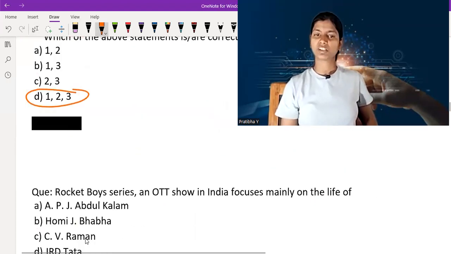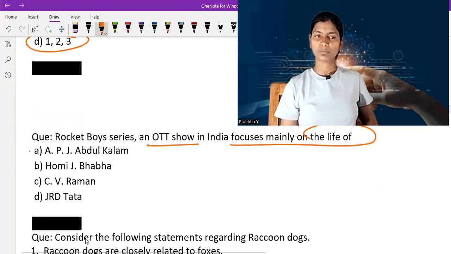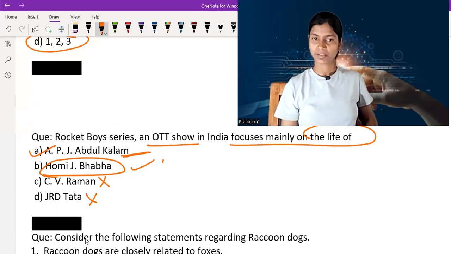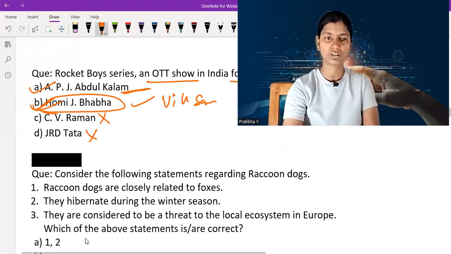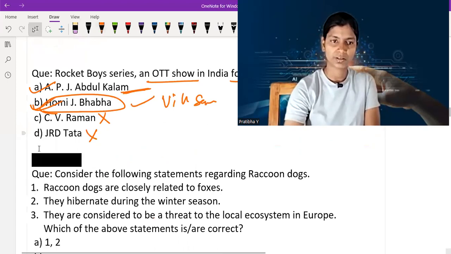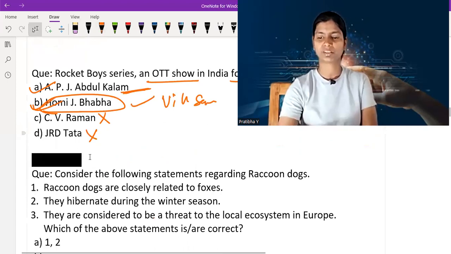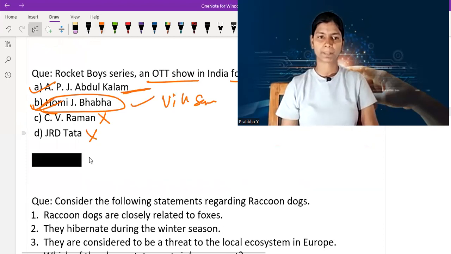The Rocket Boys series is on OTT in India, about the life of APJ Abdul Kalam. We talk about it, but it is not focusing on the life of APJ Abdul Kalam alone. CV Raman, no. JD Raman, no. Mujahid Baba and Vikram Sarabhai. Option B, just check on the right. Option B is correct. That means we are on the right track. Now let's move to the next question.